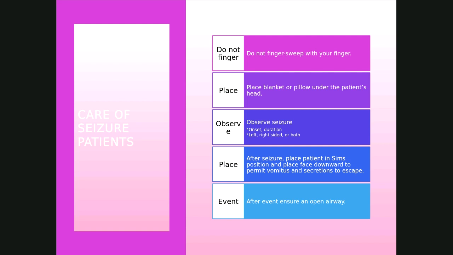You want to observe the seizure. Like I said, what was happening when it came on? How long did it last? Do you notice it more on the left side being affected, or right side, or both equally?